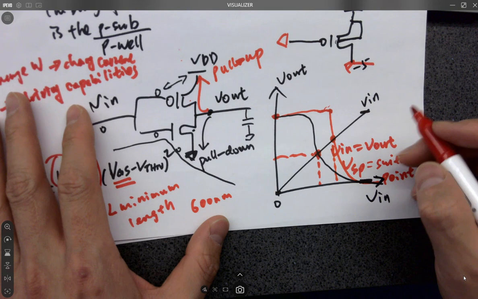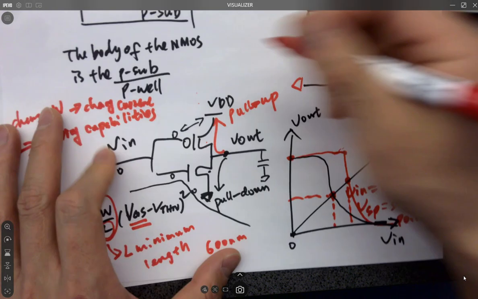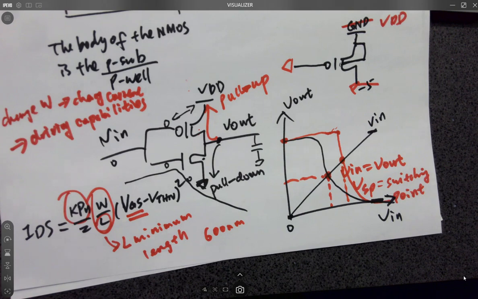Okay? So for digital circuits, it's a 5 volts logic. We prefer to keep the switching point at 2.5. It's right in the middle. So anything lower than 2.5 can be considered as logic 0, and anything higher than 2.5 can be considered as logic 1. Okay, that's another thing you need to know.